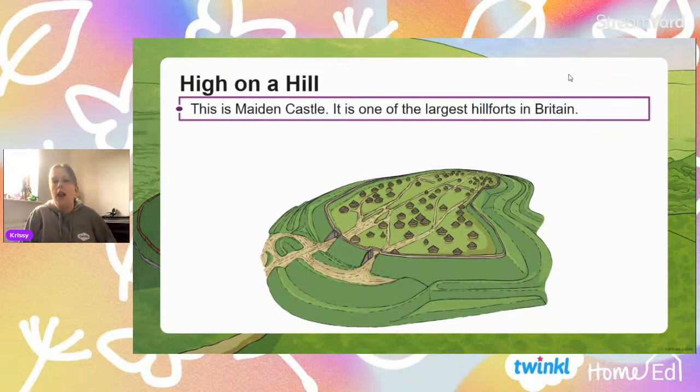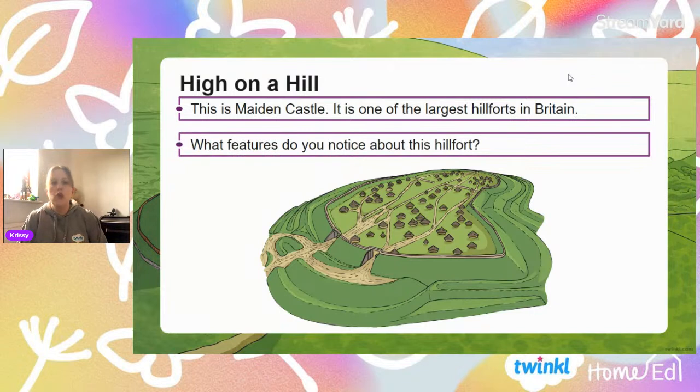Now, this is an example of a huge Iron Age settlement. It's known as Maiden Castle, but it's an example of one. They wouldn't have used the term castle in those days, but it's one of the largest hill forts in Britain. And this is the example here. This is a drawing of it, an example of an Iron Age hill fort.